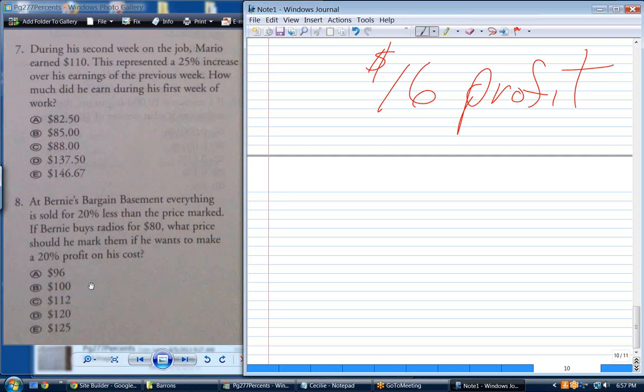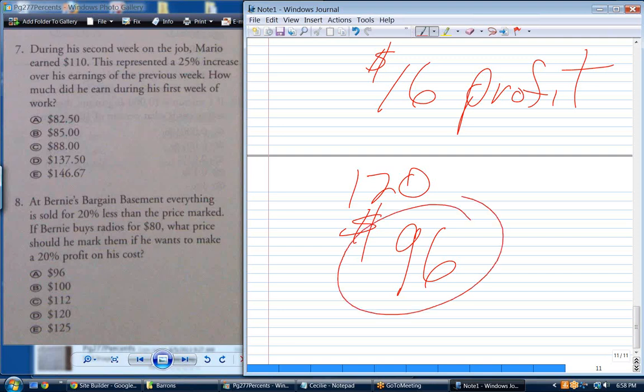Okay, so we know we need to go up. What's the next one we should try? D. I want to say it should be 120. Okay, let's see if 120 works. If it's 120 and he marks it down, that's 20% of 120 is 24, which makes it $96, which is what he needs to get. Exactly. So D is correct.